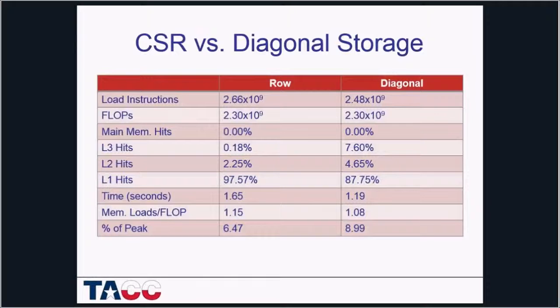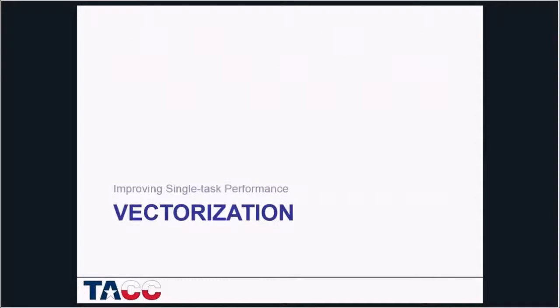Biggest thing here, percentage of peak went from 6.47% to 8.99. So this is our 39% performance improvement. And you can see that the memory accesses went down considerably. So we went from 1.15 loads per flop to 1.08, which may not seem a lot if you only do 5 or 6 flops, but if you have billions of flops, that can be an enormous amount of time saved not doing memory loads.